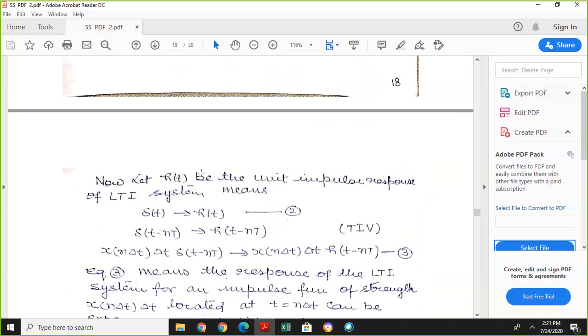Now suppose that h of t be the unit impulse response of an LTI system. Unit impulse response का meaning क्या है? Suppose that here you have an LTI system. यहाँ पे कोई तुम्हारा LTI system है. If you apply an impulse function, you get some response, and that response or output is known as impulse response or impulse output.